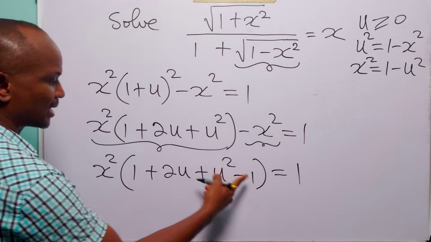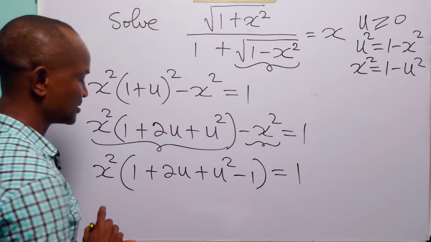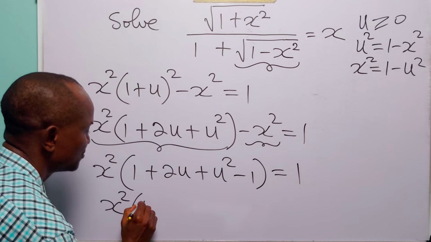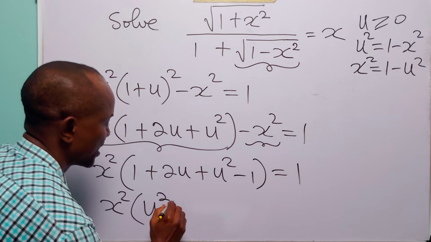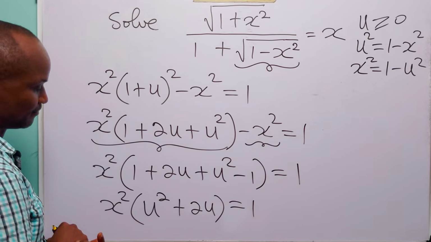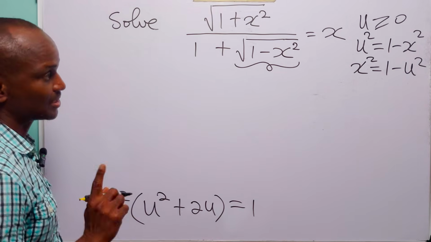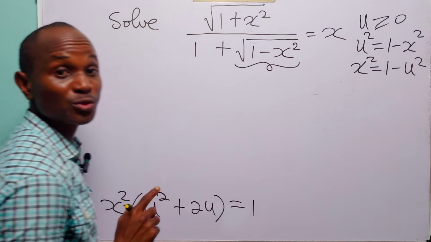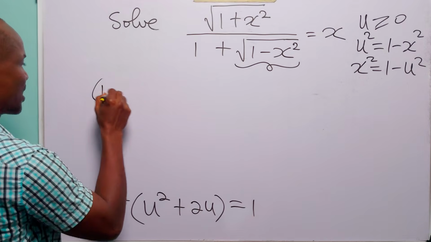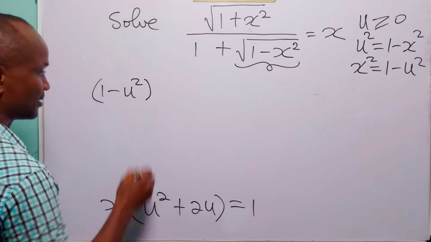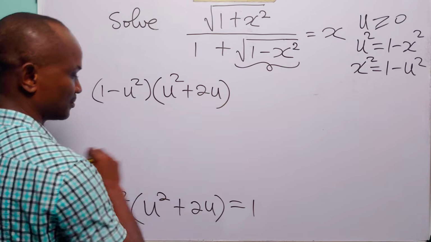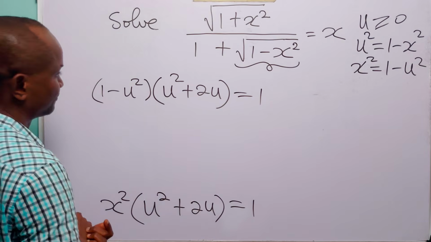Of course, you know that 1 minus 1 is equal to 0. So here we have x squared into u squared plus 2u, and this is equal to 1. And at this point, let us remember that x squared is equal to 1 minus u squared. So we have that 1 minus u squared multiplied by u squared plus 2u is equal to 1.